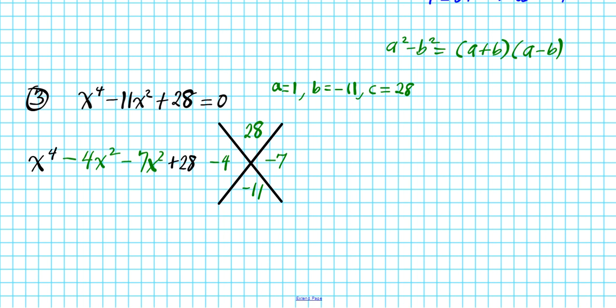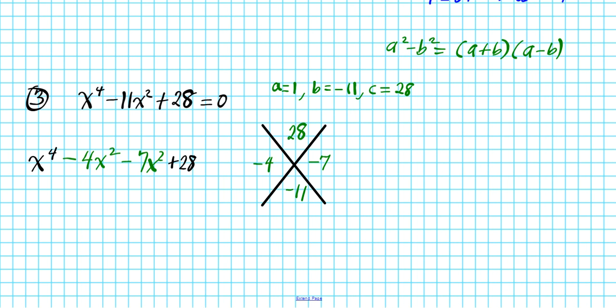Now we have 4 terms, which is excellent because we can now factor by grouping as we did in problem number 1. So we're going to split our polynomial down the center. From the first two, we extract the GCF, which is x squared, and we'll be left with x squared minus 4. From the next two to the right of the partition, we'll extract negative 7, and we'll be left with x squared minus 4 again.